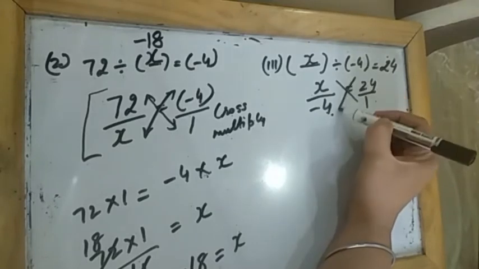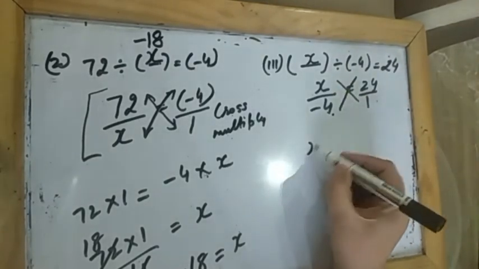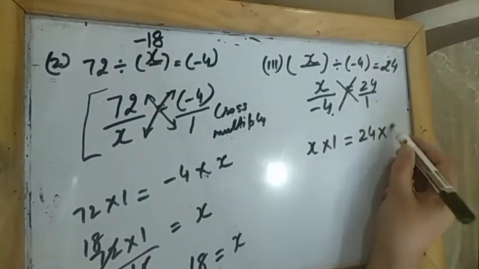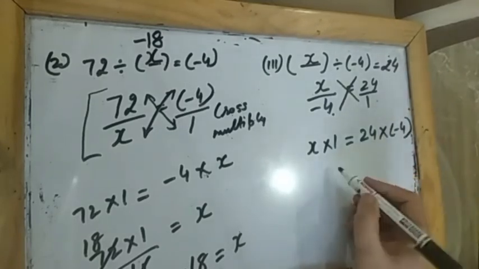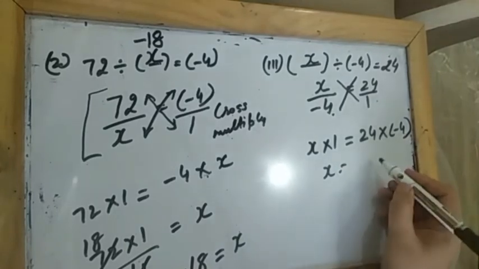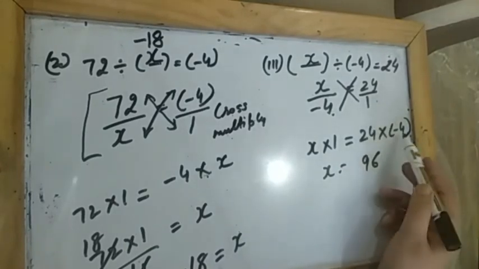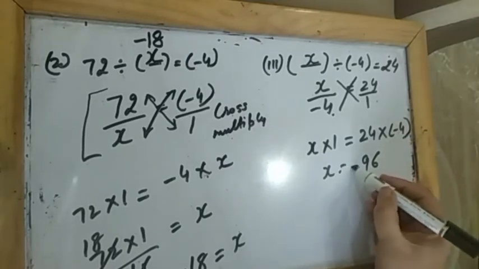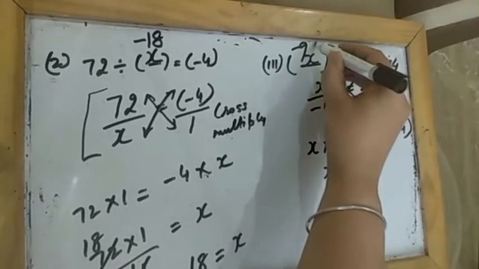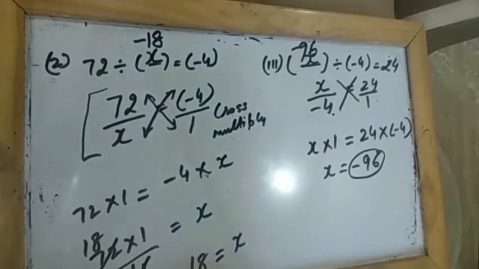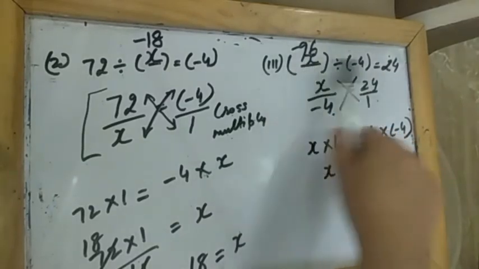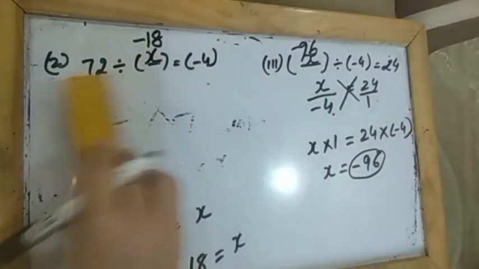I have to cross multiply, which means x I have to multiply with 1, and 24 I have to multiply with minus 4. So x multiplied by 1 is x only, and 24 into 4 will become 96, and because one of the integers is negative, it is minus 96. So what's the answer? It means here we get x equals minus 96. So 96 divided by 4 you will get 24, and because both the signs are negative, the answer is 24. Okay, I'll do one more example.